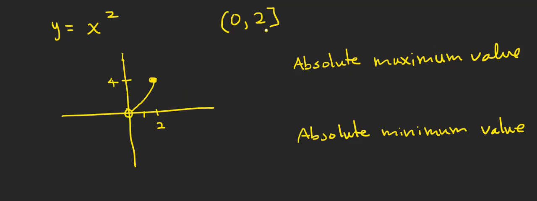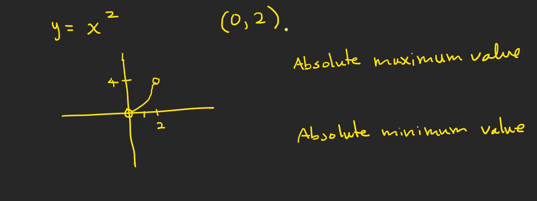What if the domain is 0 to 2, and this time we're not including the 0? It's open at 0, but it's closed at 2. What will be the absolute maximum value? The highest y value occurs at x equals 2, and the value of y is 4. So the absolute maximum value will be 4. What about the absolute minimum value? What is the lowest y value? It doesn't exist because it's open at 0. We don't have any absolute minimum value.